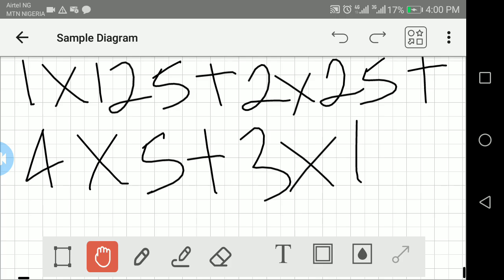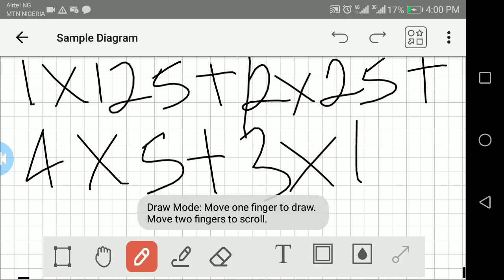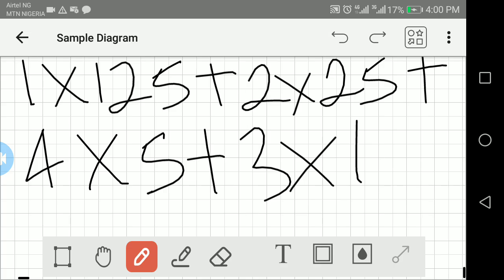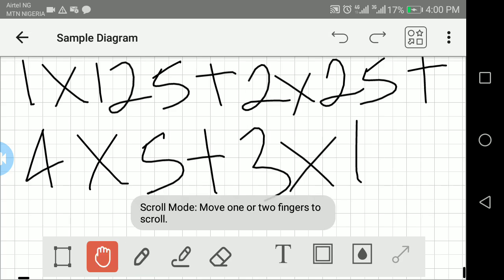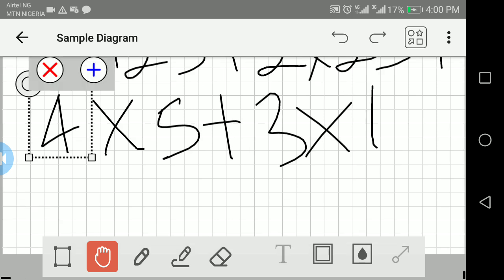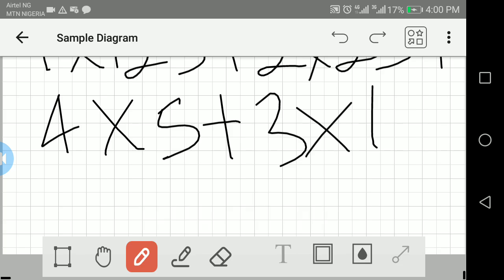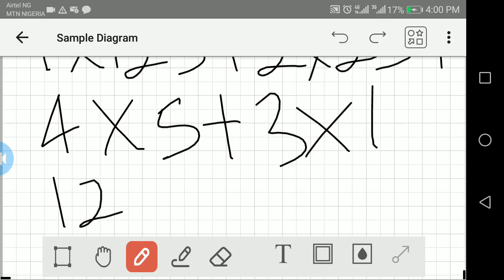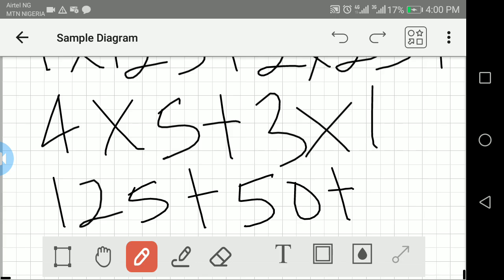Okay, so 1 times 125 is 125. So let's shift a little. So we have 125 plus 2 times 25, which is 50, plus 4 times 5, which is 20.